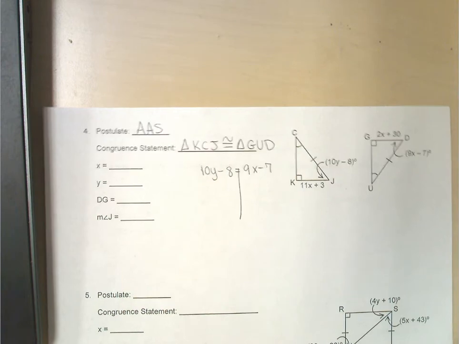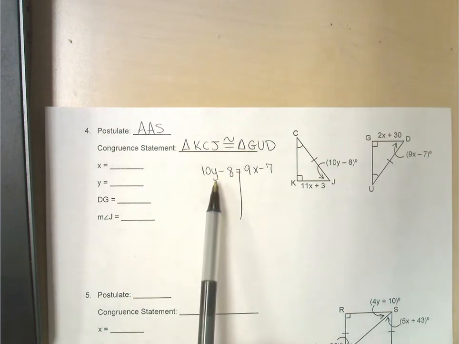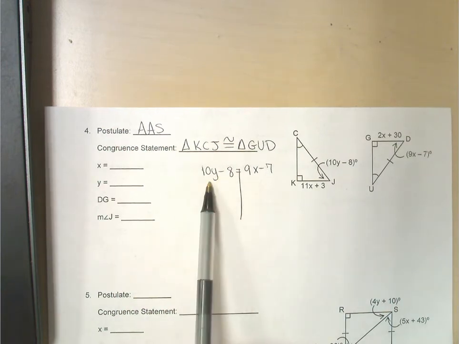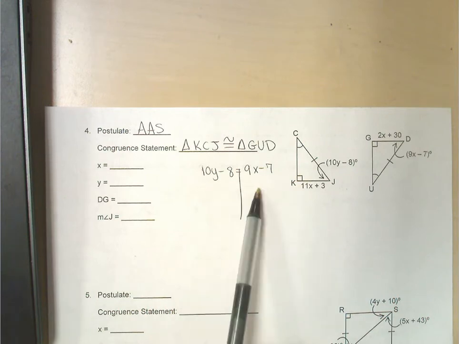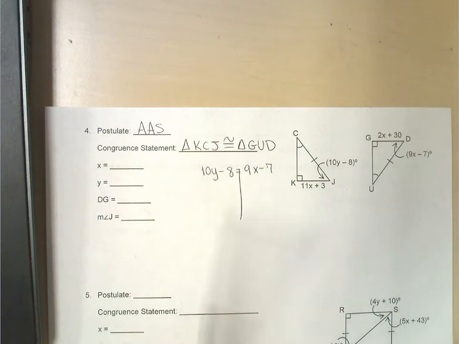And I have to solve this equation. But if you notice, I can't solve it because I have two different variables. I have an x and a y. So I can't solve this equation. I will have to solve it, but I'm going to have to solve another one first. So I'm going to leave this for later. I'm going to find my other equation.